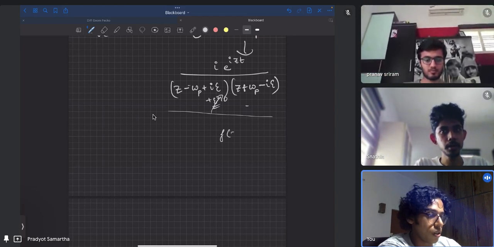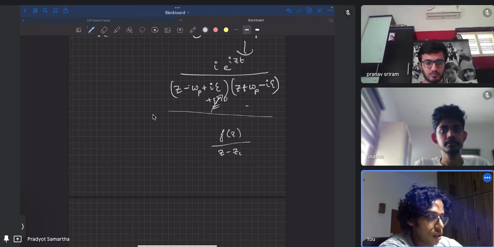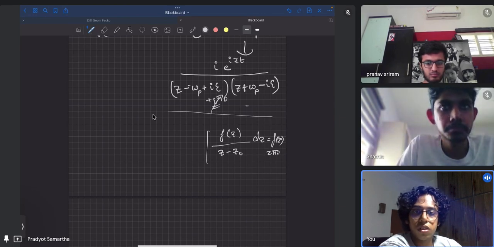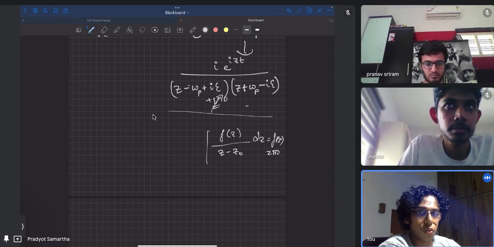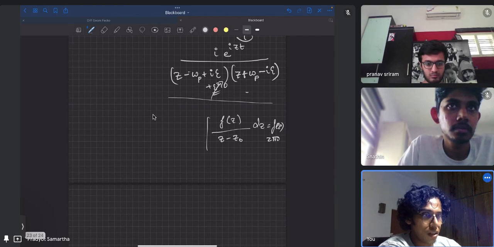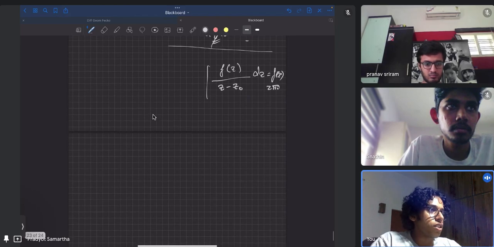So we worked out earlier this thing, right? So the integral of f of z by z minus z naught dz is equal to f of z naught times 2 pi i. This was our Cauchy's integral theorem that we saw earlier. So now we can apply the same thing here. So what happens then is, we'll just do the math first.